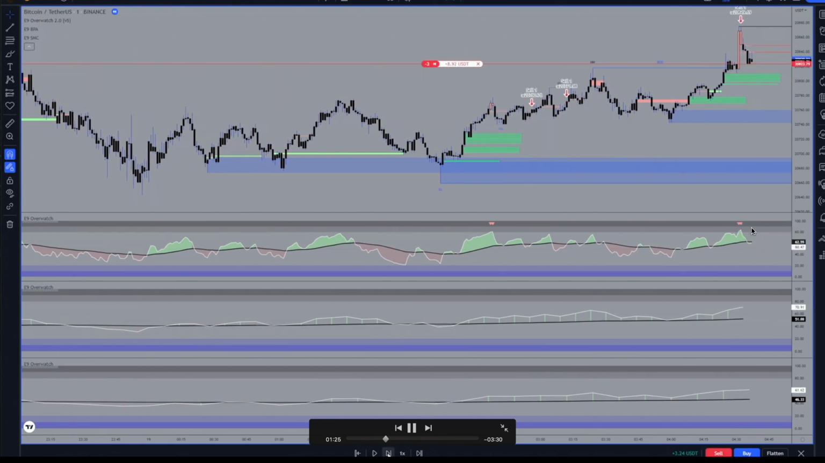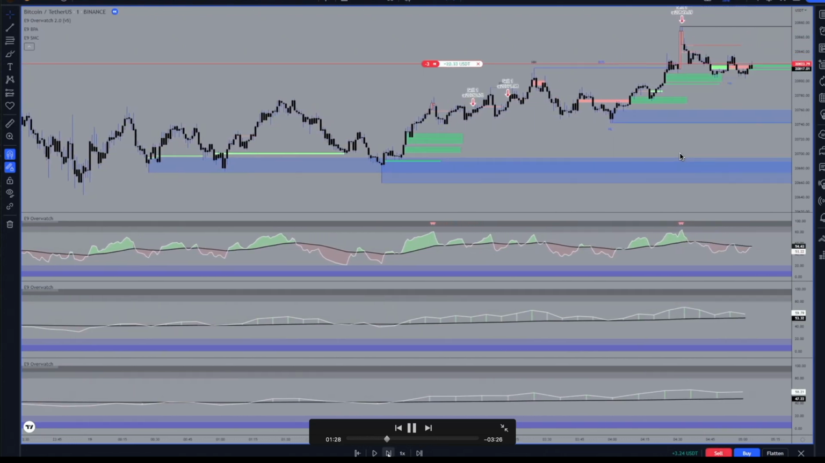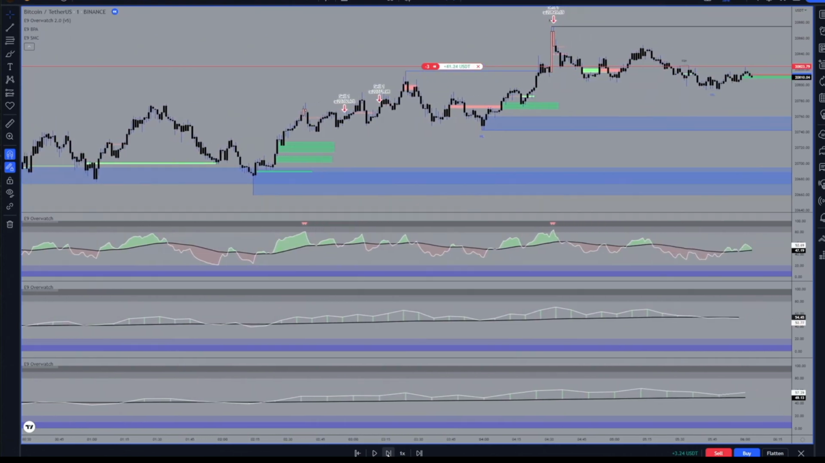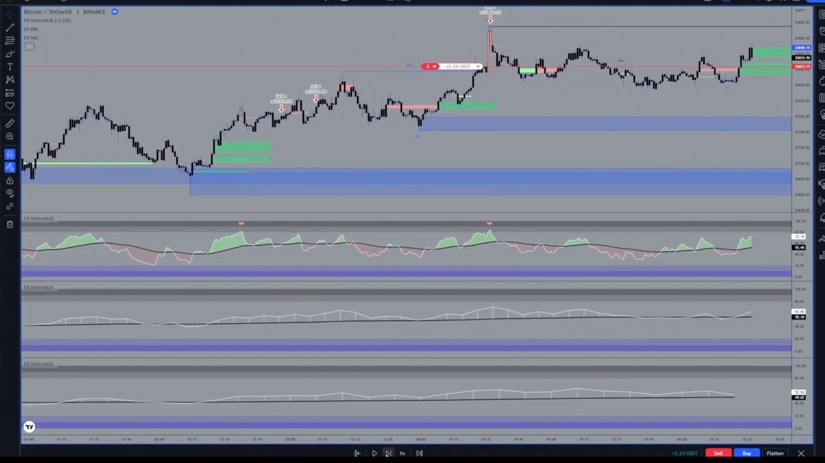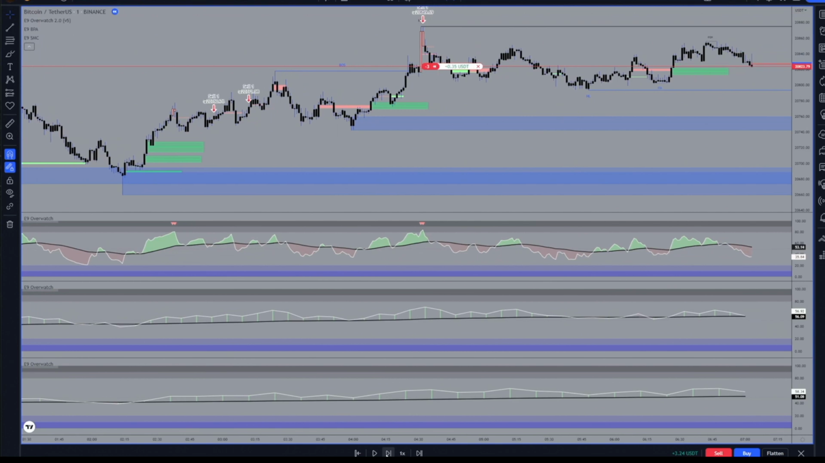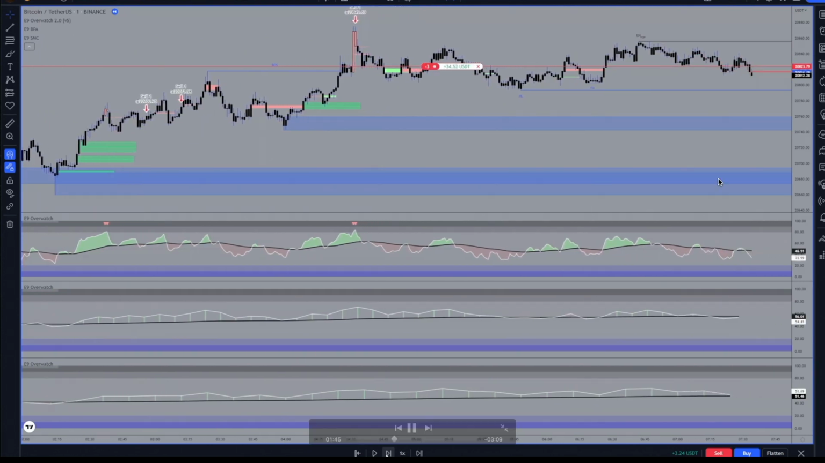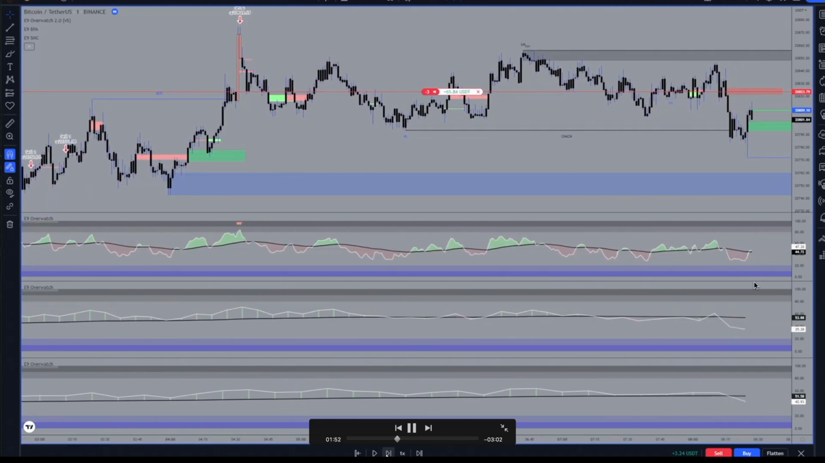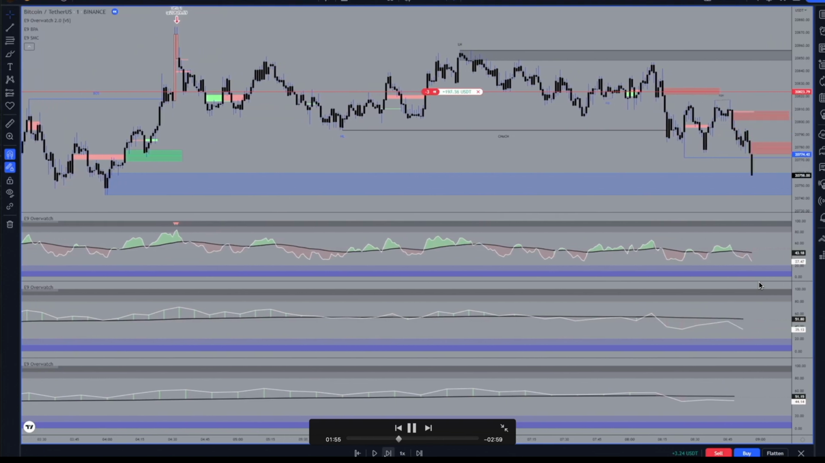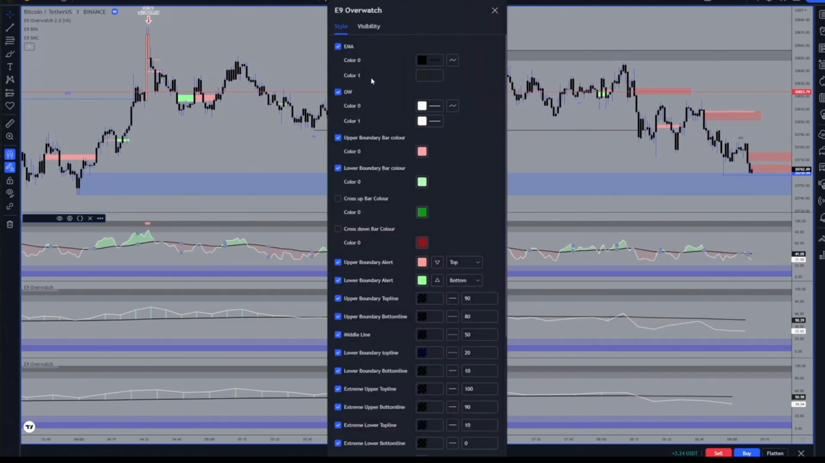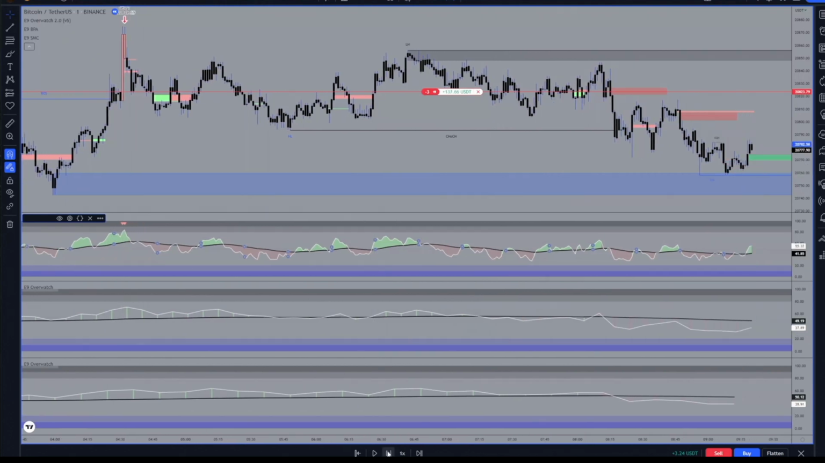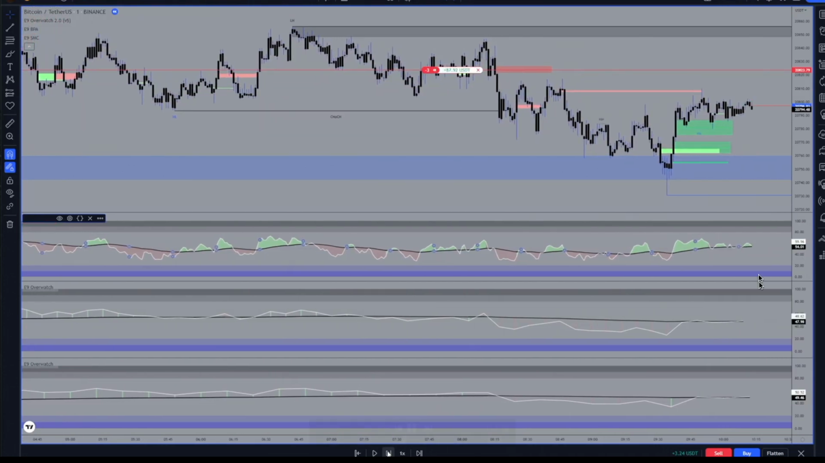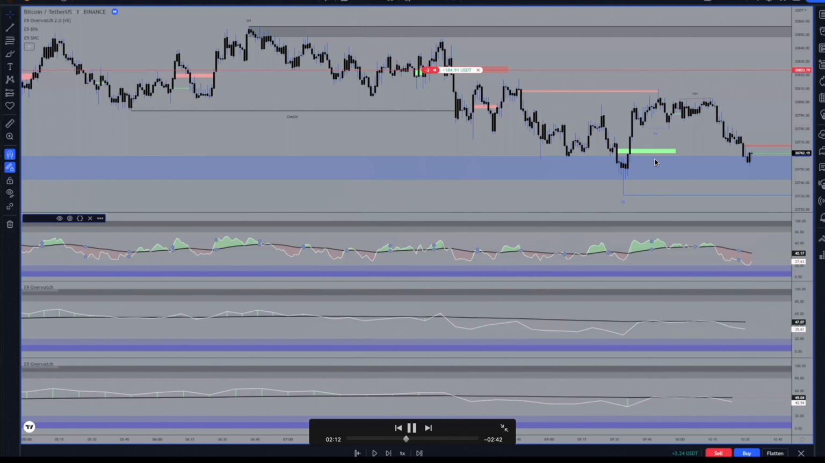Okay, we've got another Overwatch touch again. So entered straight into profit. Look at that. So when this touches the lower boundary, we'll probably just take some profits off this trade. So we've got an imbalance there. Watch that. Bam, right into that.